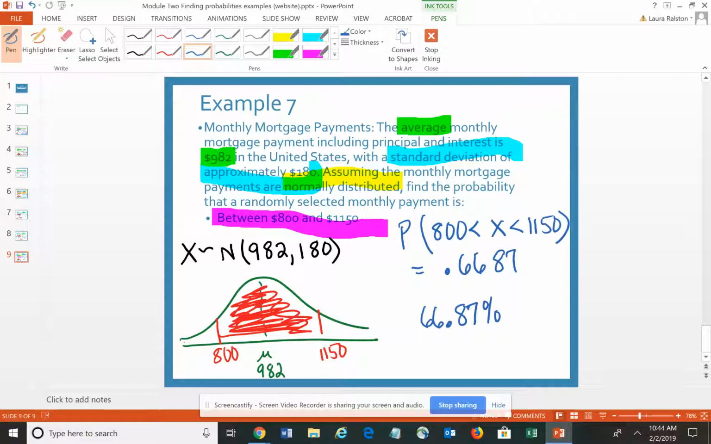So I hope these examples you'll find helpful and will help you to see how to work through the problems on finding the probability or finding the percentage of a particular event using the normal distribution.